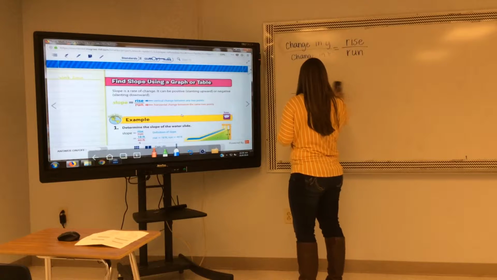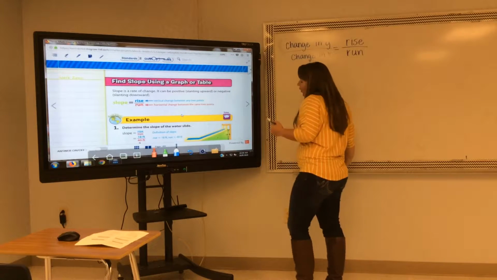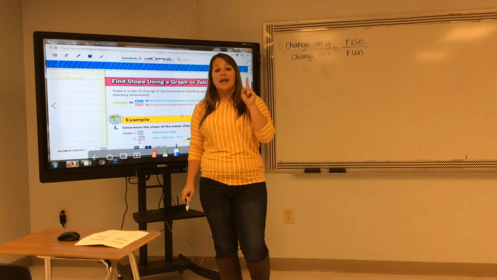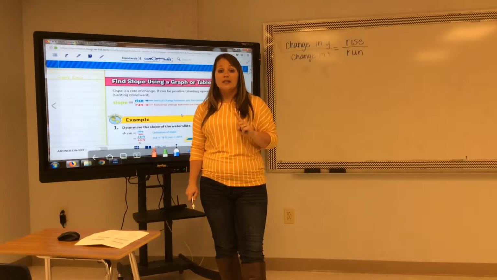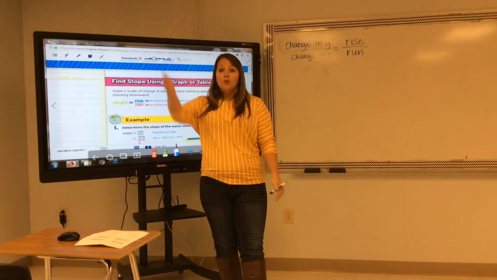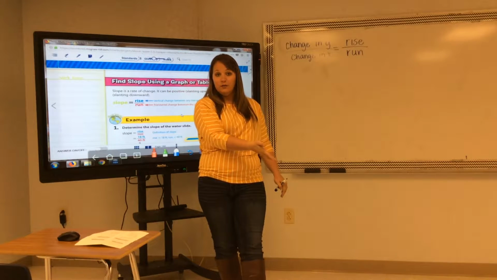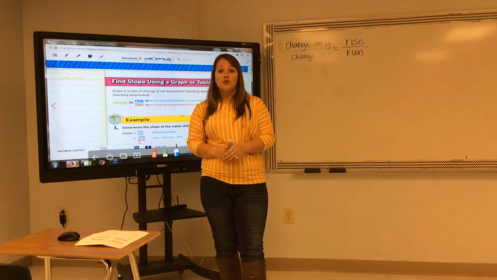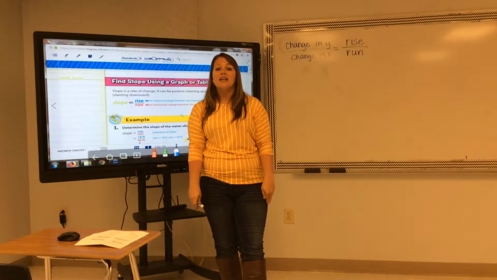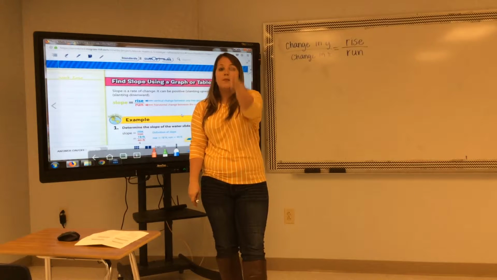First of all, it is important for you to know that there are 4 different types of slope. There is a positive slope, which means it is going uphill. There is a negative slope, which means it is going downhill. There is no slope, which means it is a flat surface. And then there is an undefined slope, which goes straight up and down.